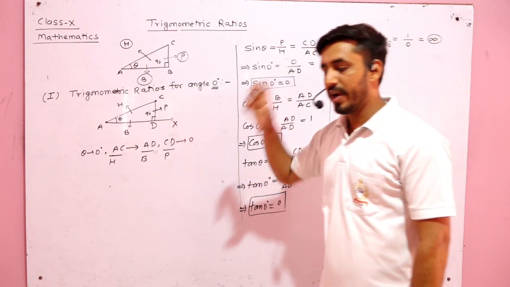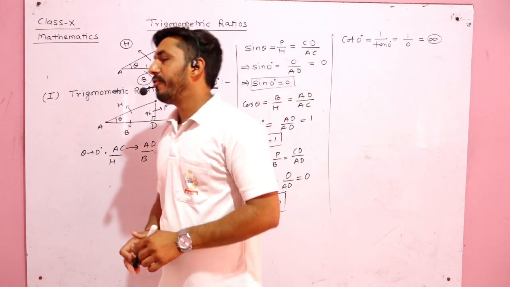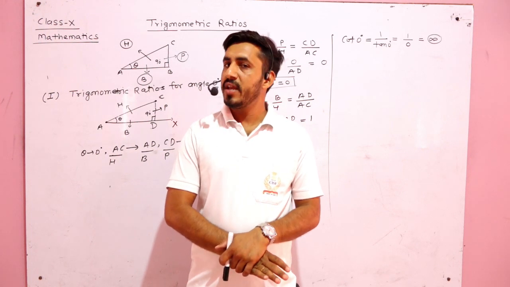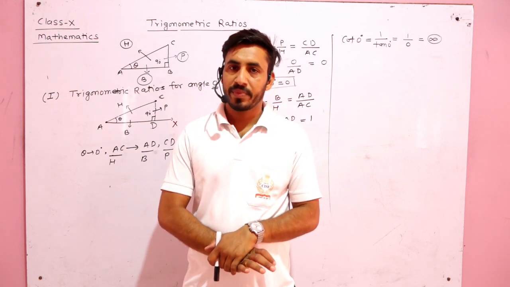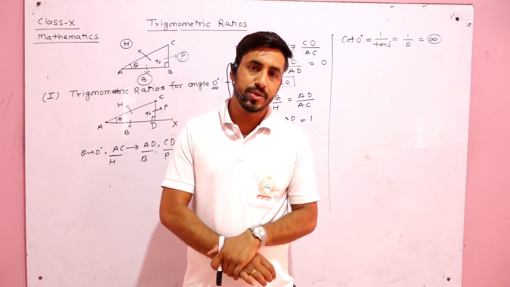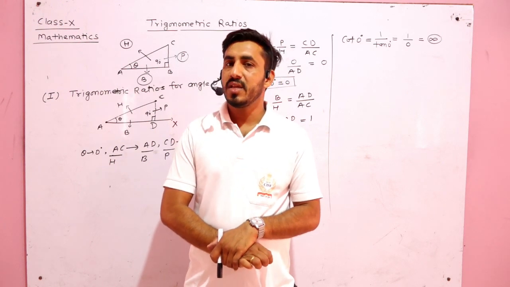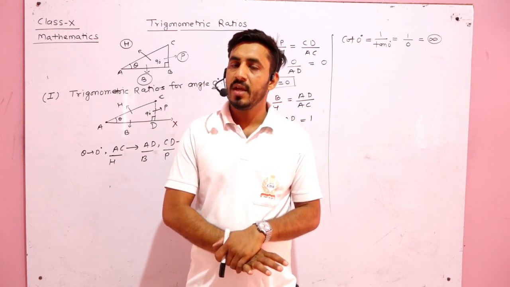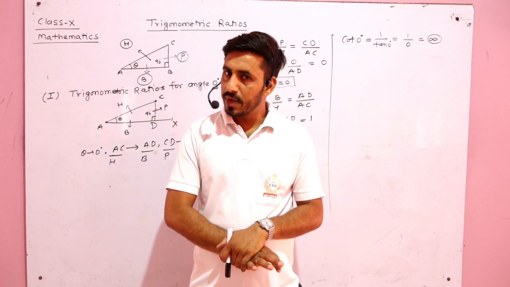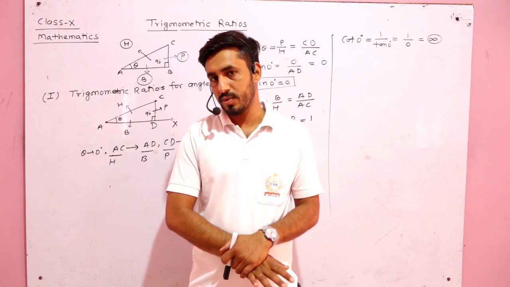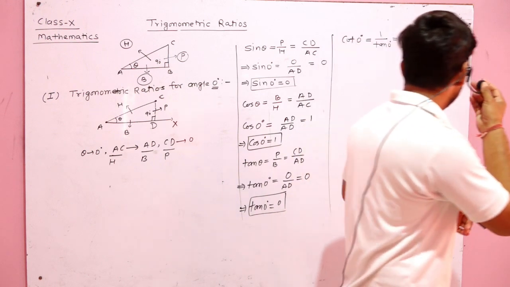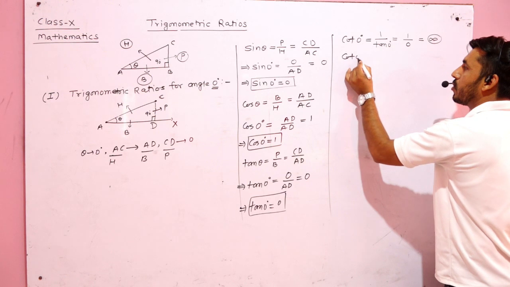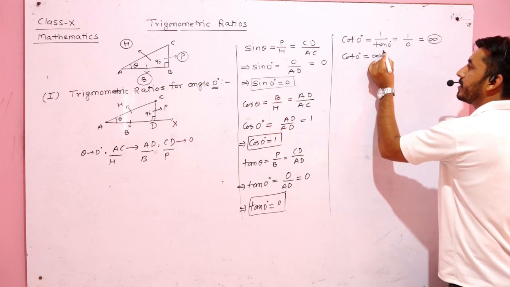How are we getting infinite? It is said that in algebra, if we divide any non-zero value by 0, meaning when a non-zero number is divided by zero, the value obtained is always infinite. So the value we have is cot 0 degree is equal to infinite.